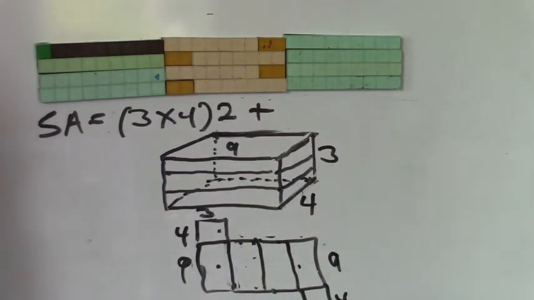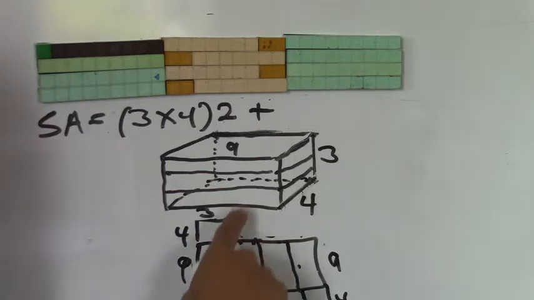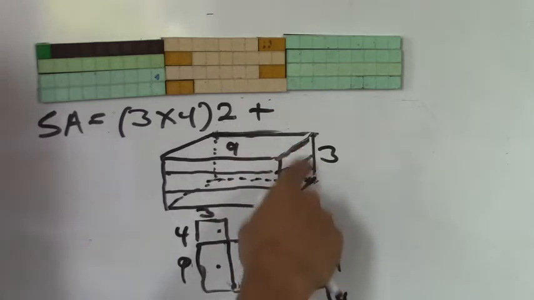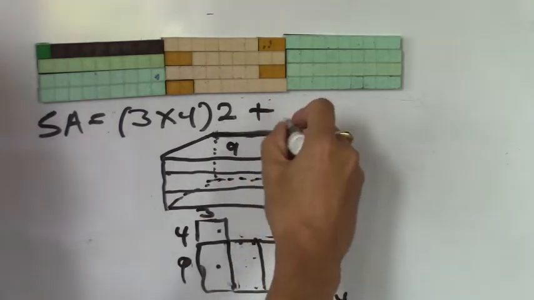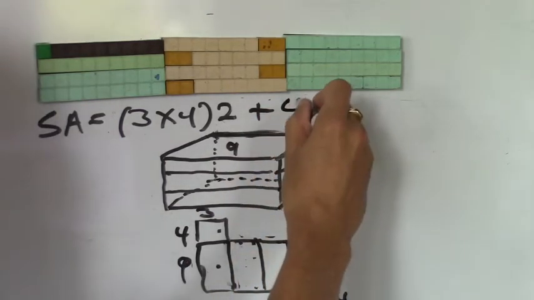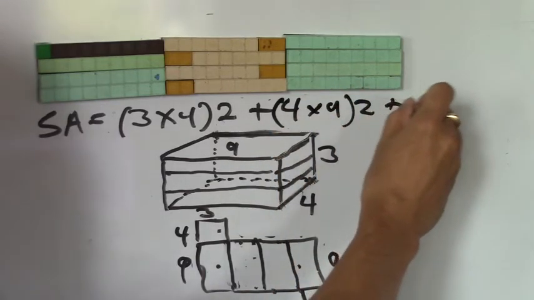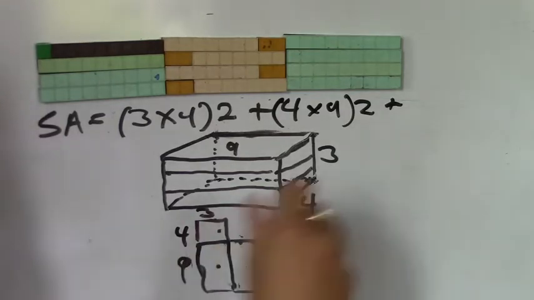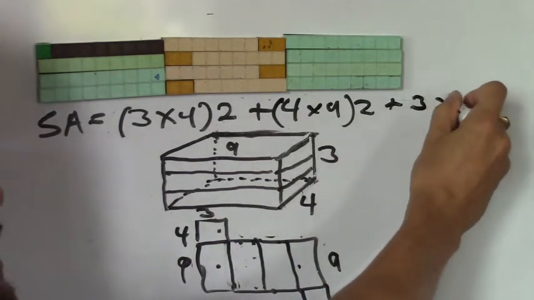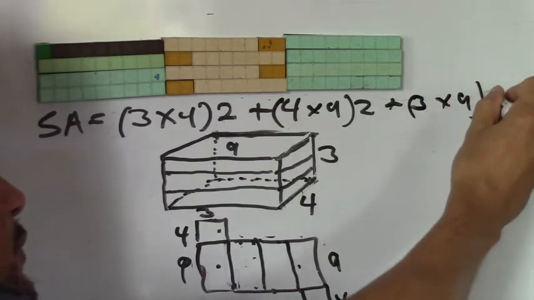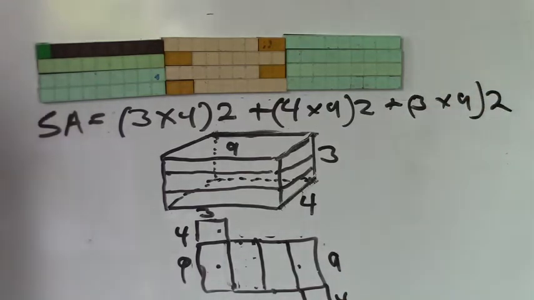But anyway, I've got one side that's 3 by 4, or excuse me, that's 4 by 9, right? That's this top side over here, my 4 by 9, that area. So I've got 2 of those, right? 4 times 9, 2 times. And then I've got one more to count, which is 3 times 9, 2 times. Alright, so what's my surface area? Got to do all that math.